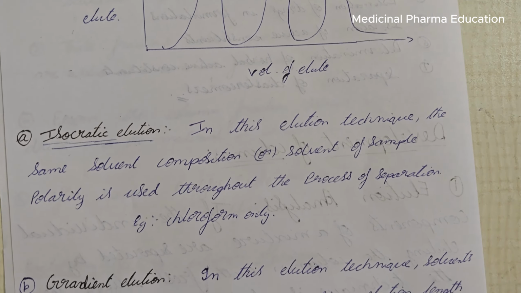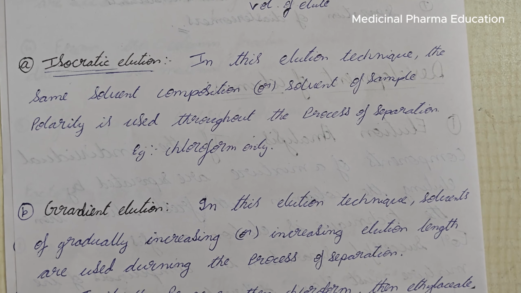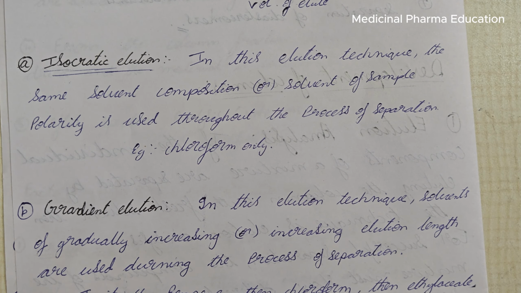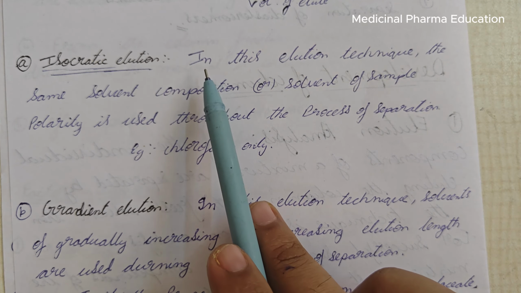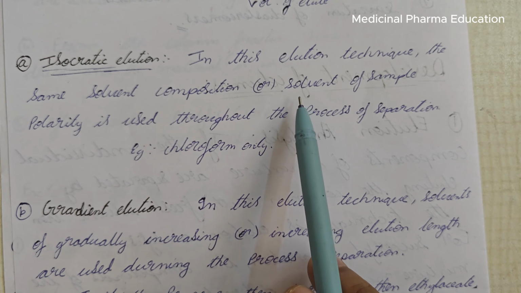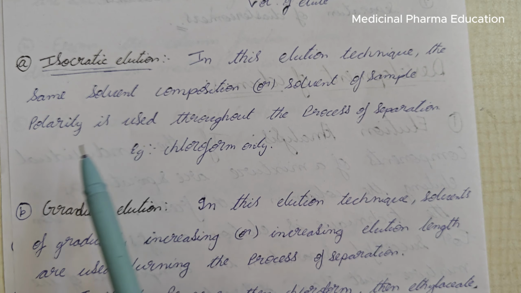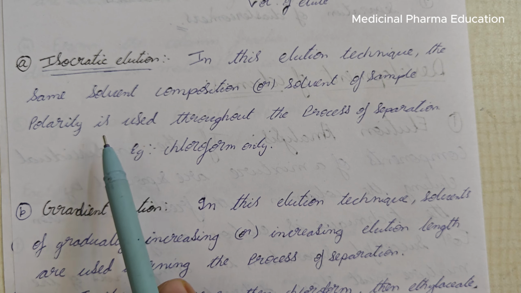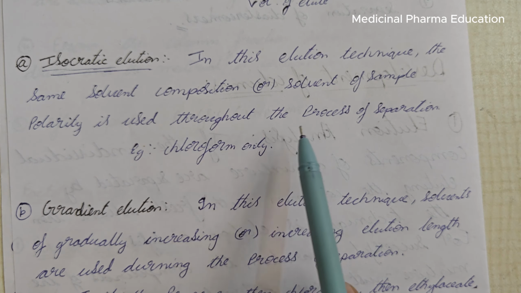Next we have isocratic and gradient elution. Here we have two types of elution techniques. In isocratic elution, the same solvent composition or solvent of the same polarity is used throughout the process of operation. Example, chloroform. Here we use only one solvent, one mobile phase, that is chloroform. It is called isocratic elution.